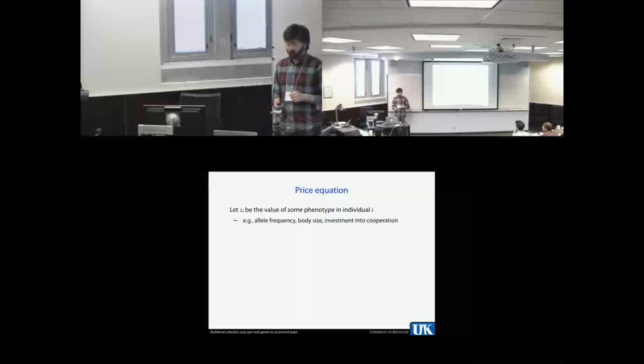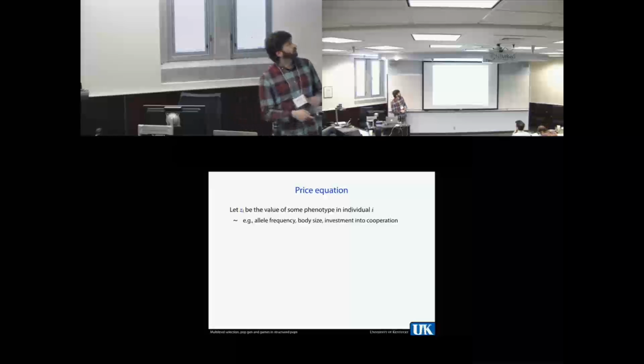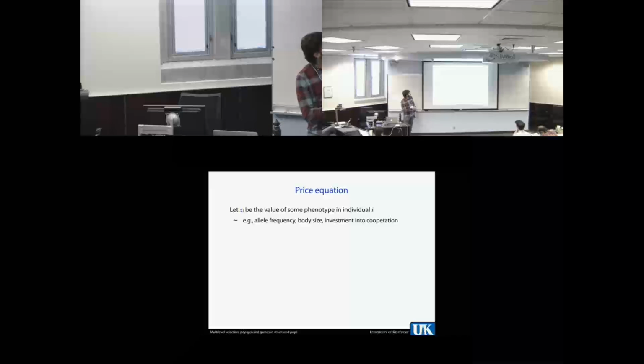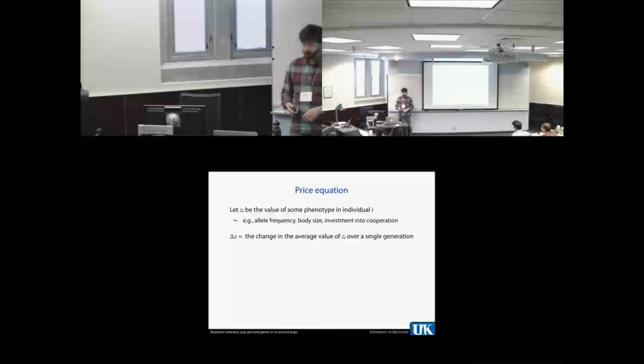To start describing what it is, we'll look at each individual. We'll let Zi be the value of some phenotype in individual i. It could be an allele frequency, the body size of that individual, or the amount of investment that individual puts into cooperation. And we'll let Z be the mean value of Zi averaged over all individuals i. So the change in the mean over a single generation is delta Z.